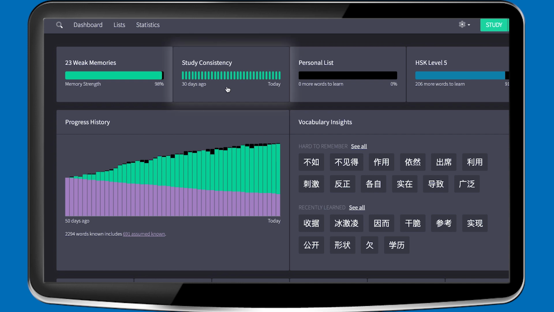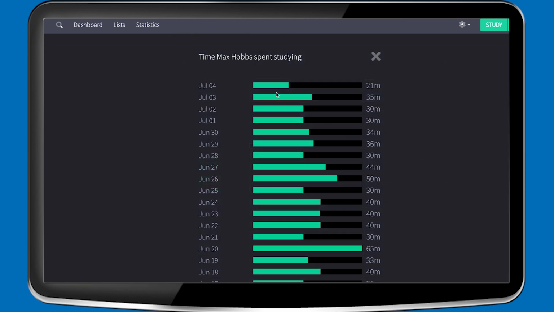So study consistency. Now this shows you a 30-day stretch of how consistent you've been. Now thankfully for me, because I've been using this every day, all my bars are green. If you study anything between 0 and 5 minutes in a day, I think that colour is orange. I think it uses a traffic light system. I can't remember exactly. And if you didn't study anything at all, I believe it's red. But I may have got that wrong.